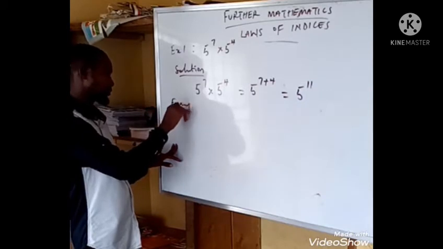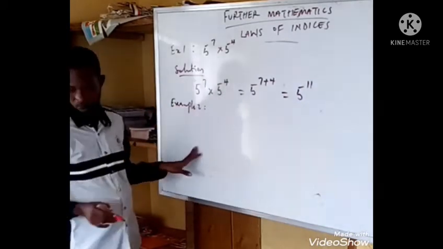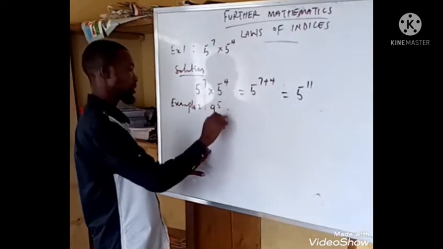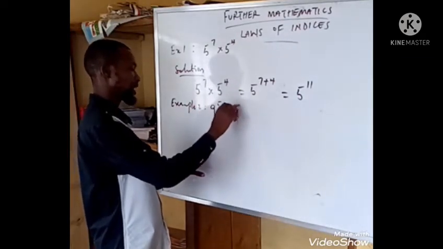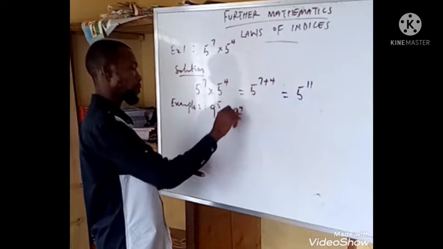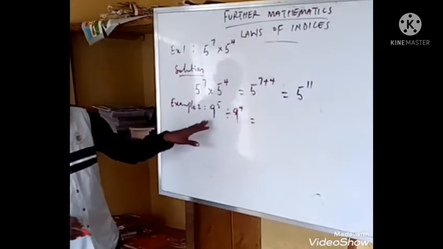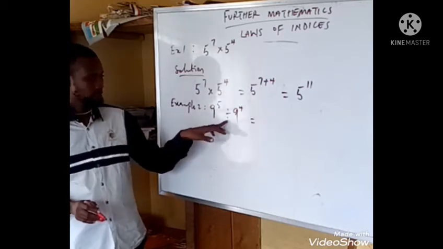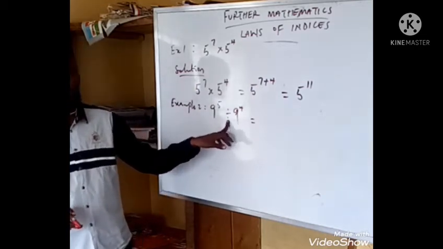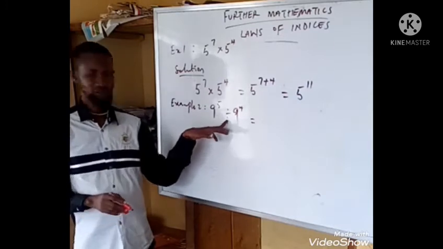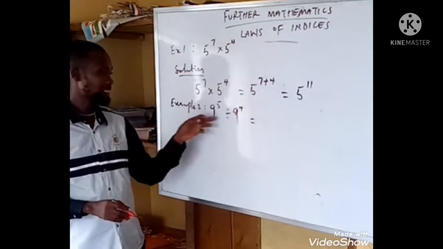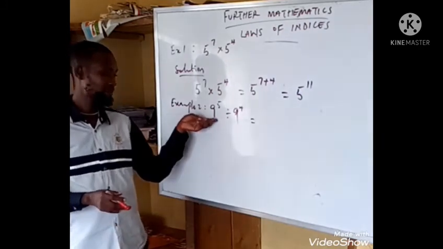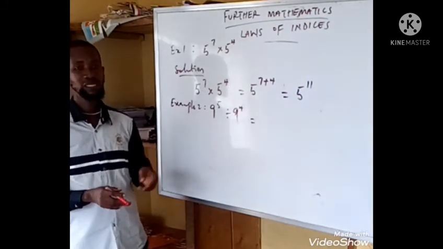So another one, example 2 here. I have 9 raised to power 5 divided by 9 raised to power 4. Now we can see this one involves two indices with the operation sign division. Once the sign is division, the first thing we have to look for are the bases. What are the bases which we have here? We can see the base in the first case is 9, the base in the second case is 9.